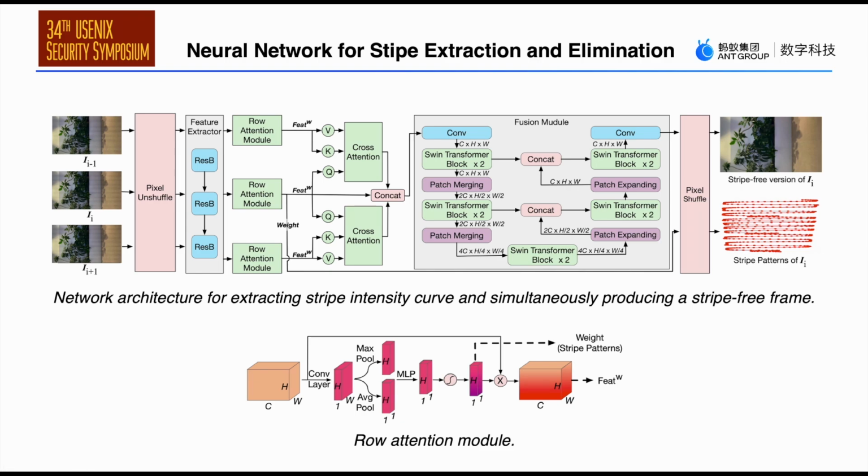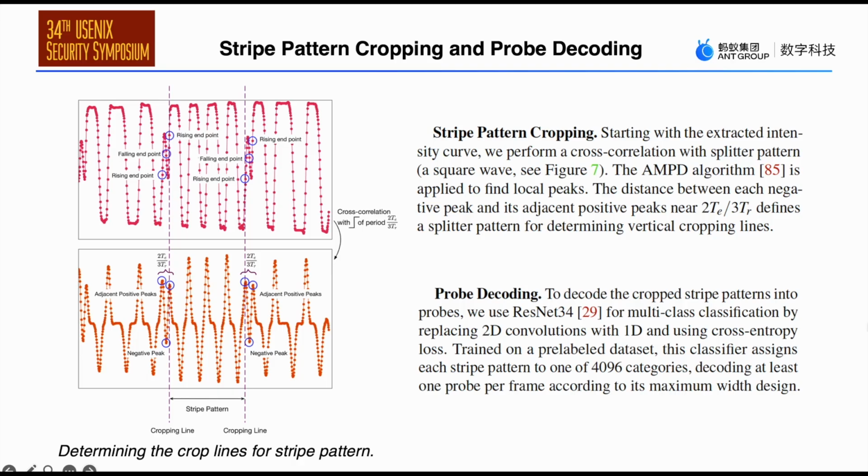Verification extracts strip intensity curves from 3 consecutive frames using a deep network, which also generates strip-free videos. A row attention module enhances focus on brighter rows, improving strip extraction and video clarity for subsequent analysis. Intensity curves are segmented by splitter patterns, and the pre-trained neural network decodes probes, streamlining the tamper detection process across video frames.